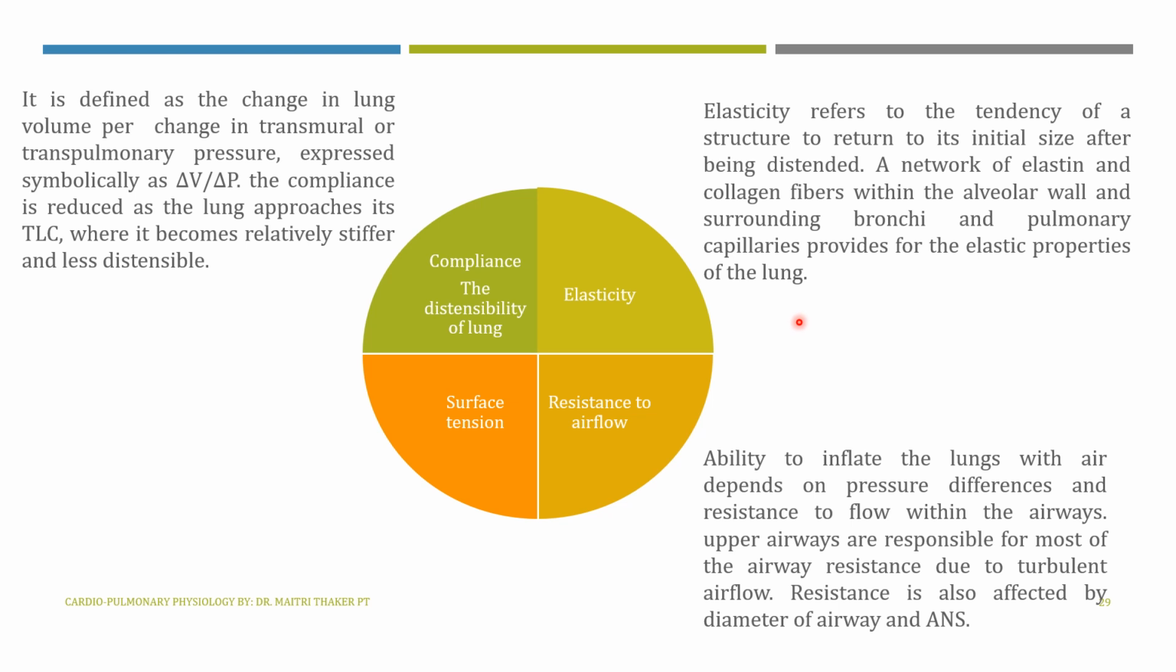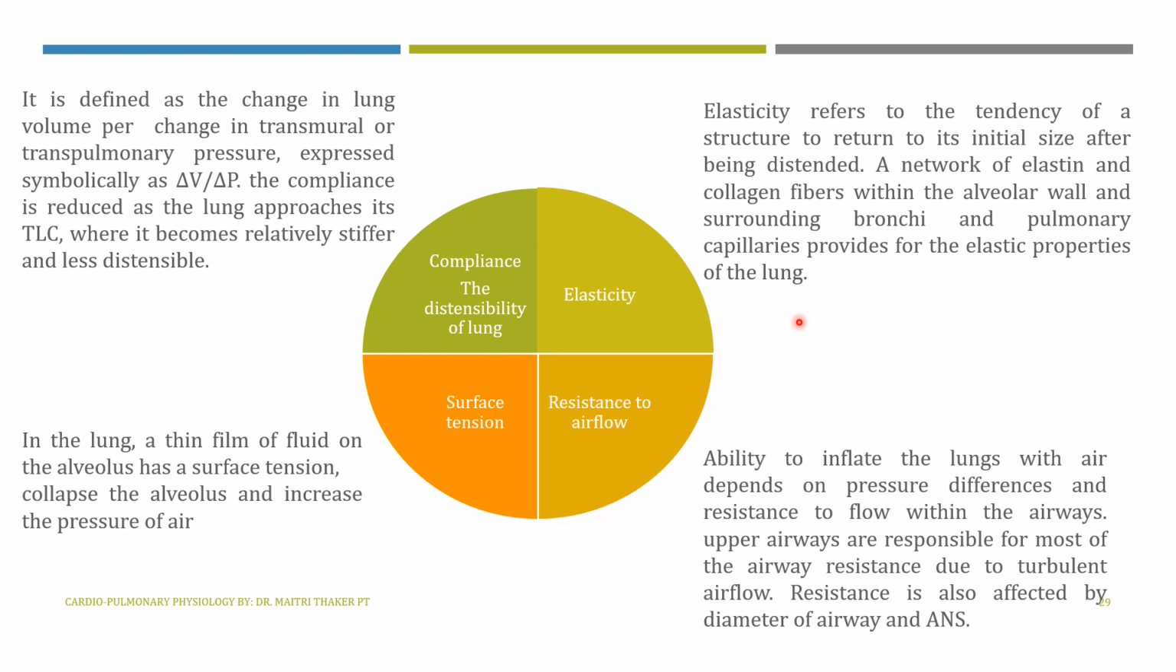Now let's discuss surface tension. In the lung, there is a thin film of fluid on the alveolus that has surface tension. It collapses the alveolus and increases the pressure of air. Now, basically what is surface tension? Whenever there is an air-fluid level, both layers tend to stick to each other. It is very difficult to pull the two layers apart. A similar structure is in our lungs because of a substance called surfactant.